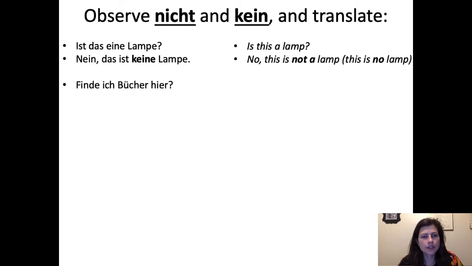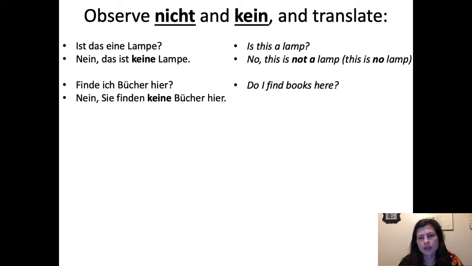Finde ich Bücher hier? So now we've got no article, and then you can actually add the keine in here. Nein, Sie finden keine Bücher hier. Do I find books here? No, you find no books here. So you can put the keine before a plural with no article.